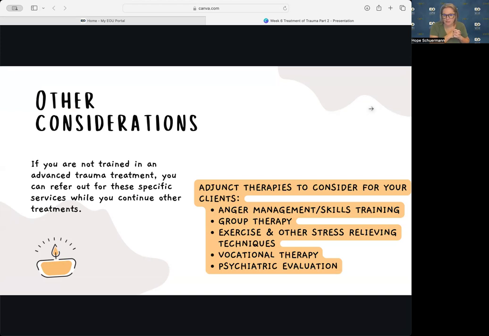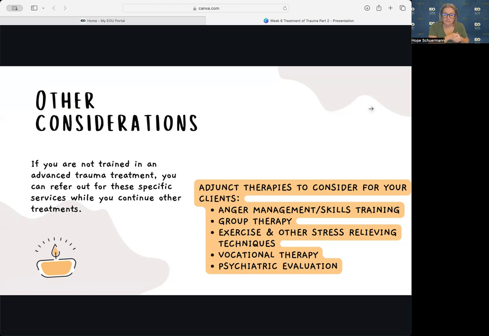Other therapies that you're going to want to consider for your clients could be anger management or skills training. I think that trauma brings up a lot of anger in us, especially when it has impacted our life and our functioning and the way we used to be, so that now we have this new self that we don't want to accept. And while we can work with the client through mindfulness and other grounding techniques to help hopefully get them closer to acceptance, having other skills for managing the anger around that could be helpful. Group therapy, as I mentioned earlier, can be really helpful.